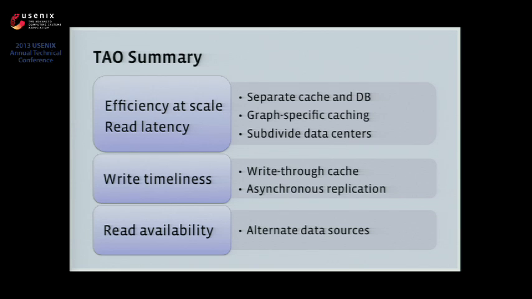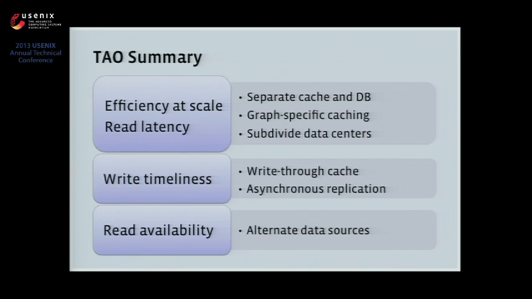So to summarize, and I seem to have had a little bit of extra coffee this morning because I got here sooner than I thought I would. We achieve efficiency at scale by separating the different layers and by having graph-specific caching that we can do updates in place. And then in order to scale to the size of data centers, we subdivide to optimize our network usage inside the data centers.